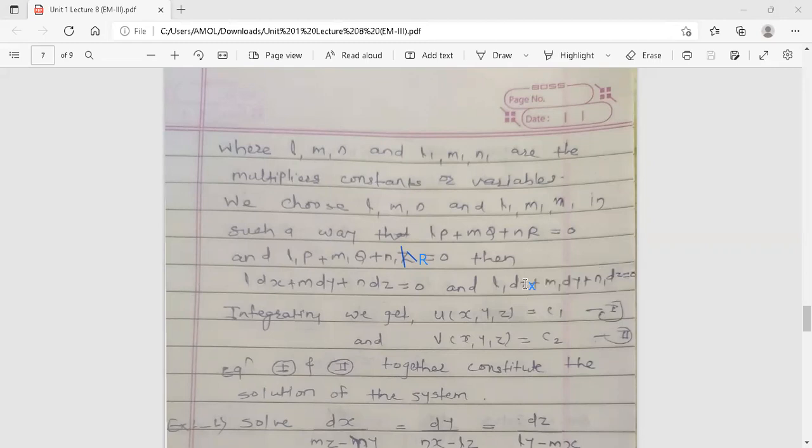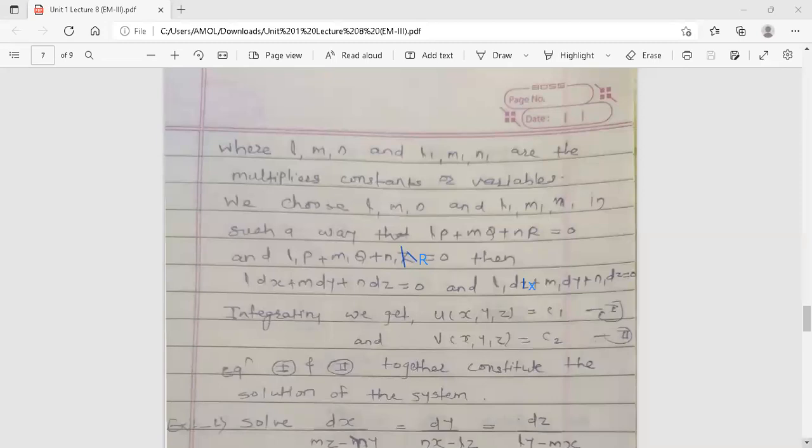Okay. In place of z, there is the term L1 dx plus M1 dy plus N1 dz is equal to 0. And if we integrate both the equations, then we have the solution u of x, y, z is equal to C1 and v of x, y, z is equal to C2. So these are the two sets of solutions here.